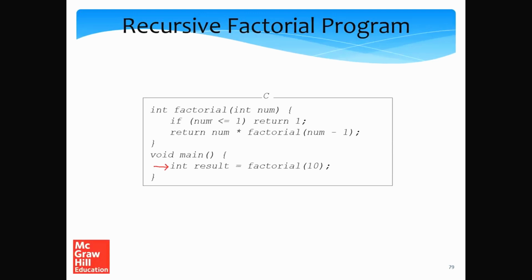So inside the factorial function, we'll first have the base case. The base case says if num is less than or equal to 1, return 1. This is where the recursion will terminate. Otherwise, we return num times factorial(num minus 1). So here we compute 10 times 9 times 8 times 7 and so on.